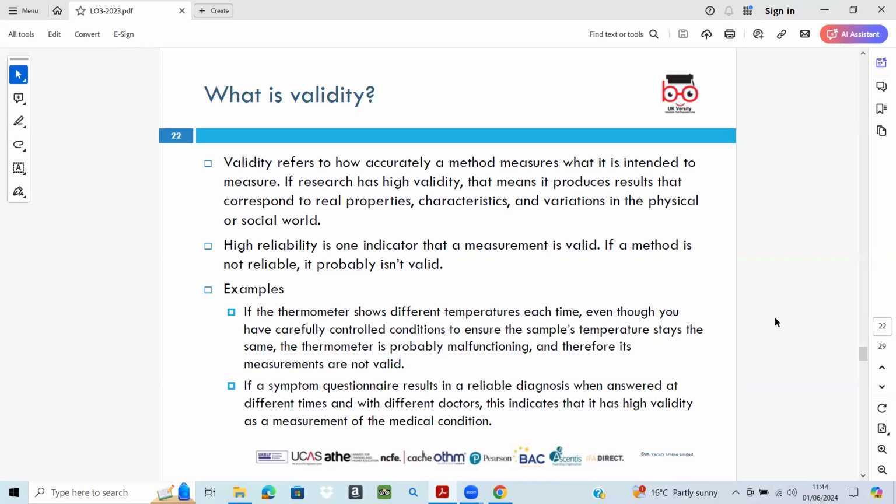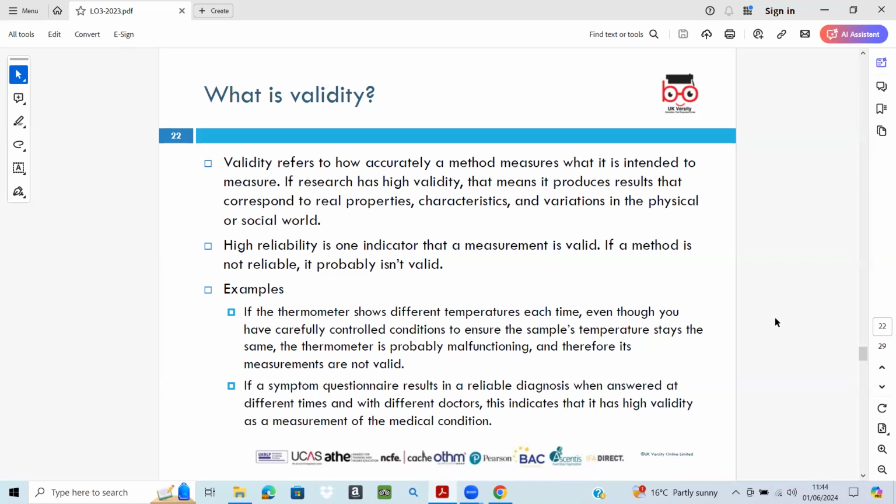So there are a few concepts of validity. We have some examples as well. Right. So we have a thermometer example.